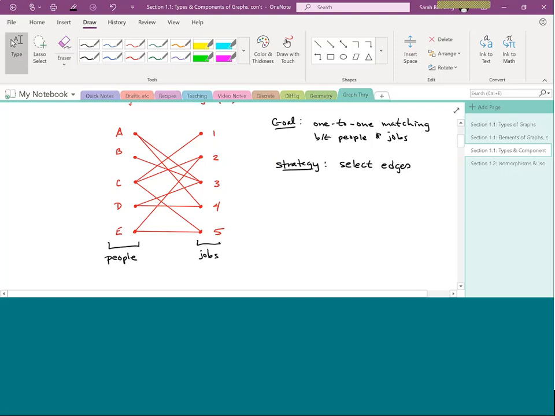So for example, if we want to start matching a person to a job, we could say that we're going to match person A to job 3, and then we would select this edge that's A to 3 right there. Okay? Now, let's do this strategically.